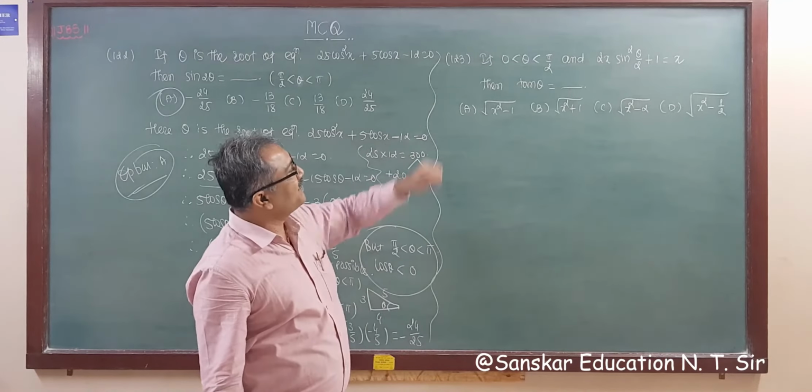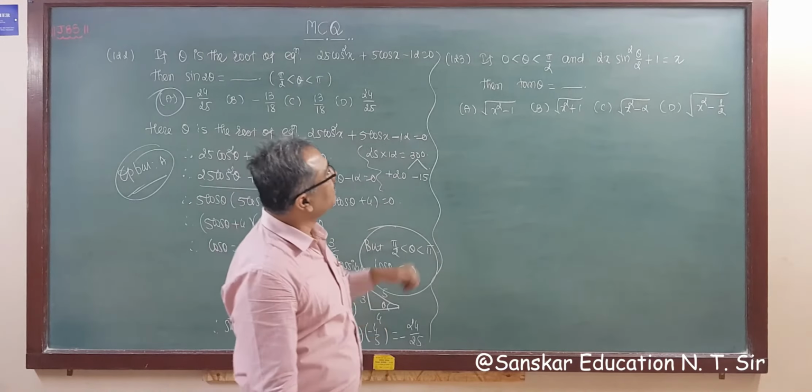Now the same type of question is given here. If 0 less than theta less than pi by 2, that is theta lies in first quadrant, and also given this equal to x, then we have to find out the value of tan theta. Means we have to find out the value of theta from this equation.